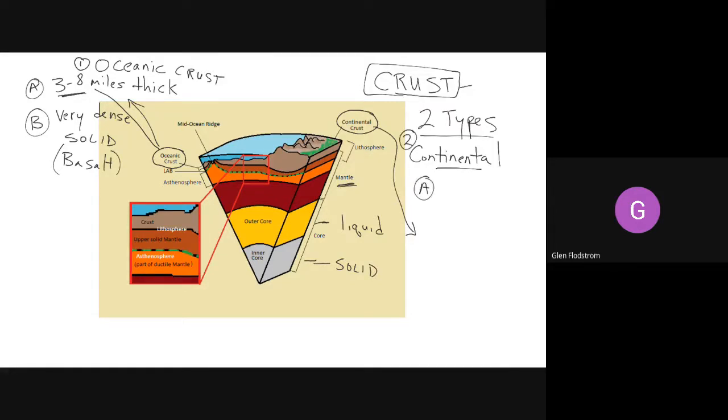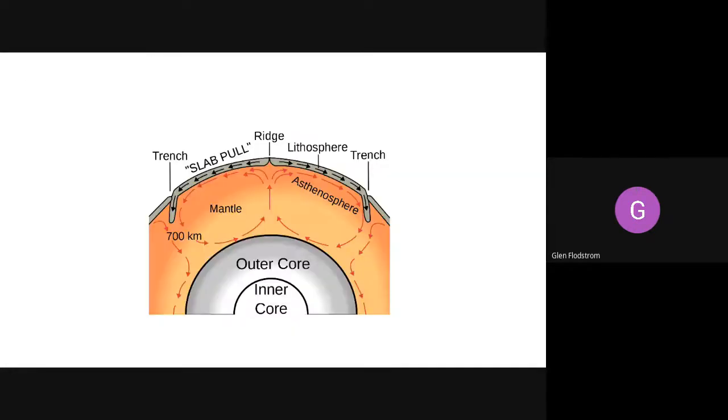This is thicker. They say it's about 36 miles thick. So it's thicker than your oceanic. And it's also less dense, okay? So it's less dense, and that's going to have an impact when there are collisions between the different plates. All right, next slide.